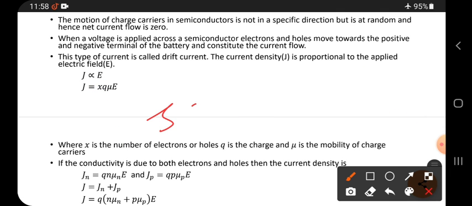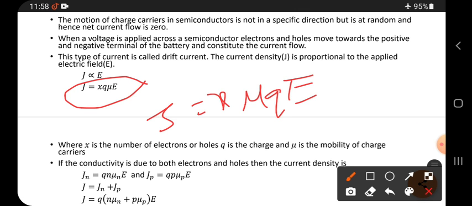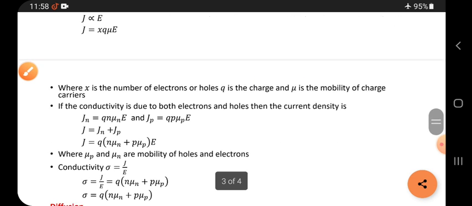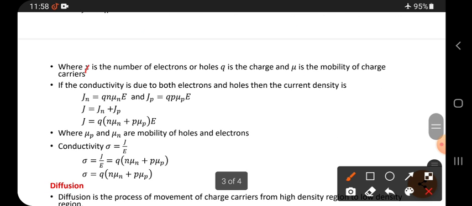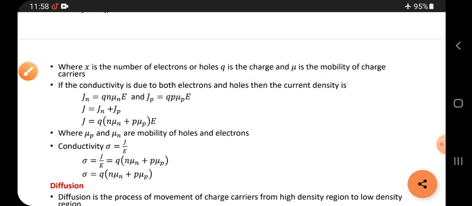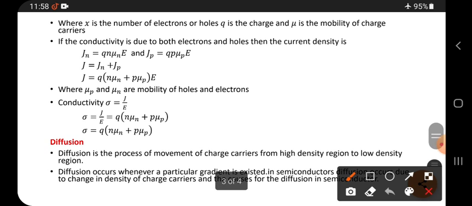For more electrons it is x mu E. So their charge also we have to include. So charge is q, and likewise this formula has come. Why? Positive charges are there, negative charges are there, so that is why we have to add the q value also. Where x is the number of electrons or holes, q is the charge, and mu is called the mobility of charge carriers.